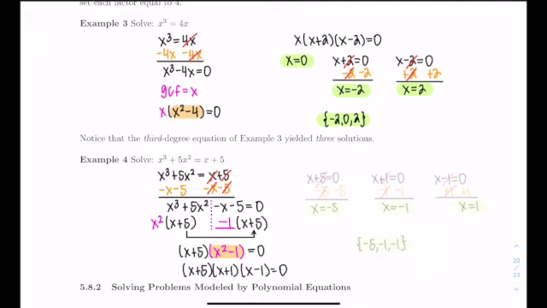And so again, now we're going to set all three pieces equal to 0. X plus 5 equals 0. X plus 1 equals 0. And x minus 1 equals 0. So in the first one, we can subtract 5 from both sides. In the second one, we're going to subtract 1 from both sides. And in the third one, we're going to add 1 to both sides. You can do these all one at a time and then move to the next one, or you can try and do them simultaneously.